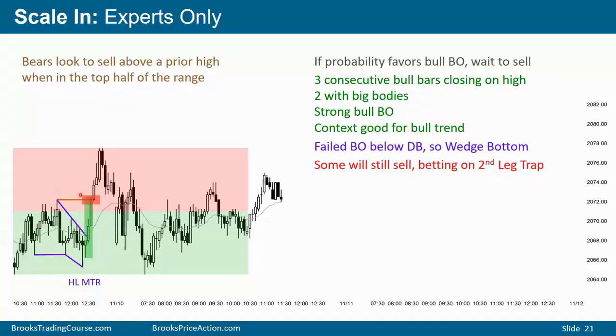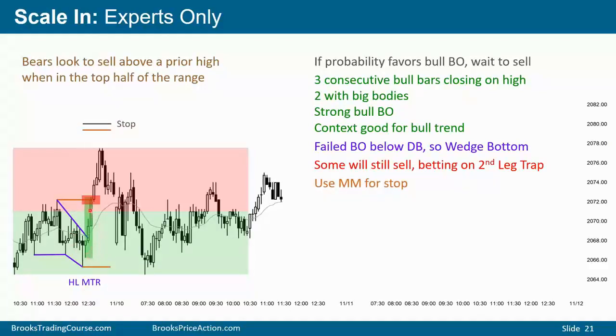Let's say you wanted to bet on a second leg trap. You're betting that leg 1 is a wedge, and that leg 2 will be a strong breakout attempt that will fail. And if you're willing to use a wide stop and trade small, you could place a limit order to sell at that high, and you would get filled right here.